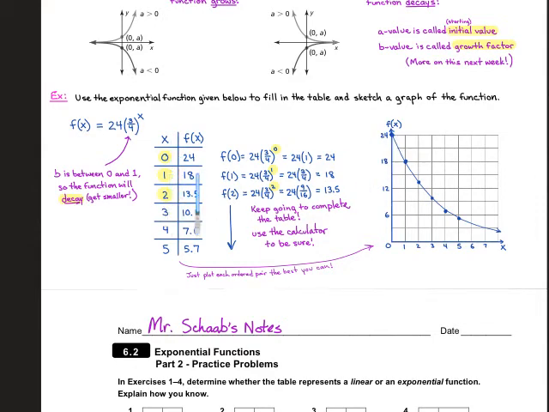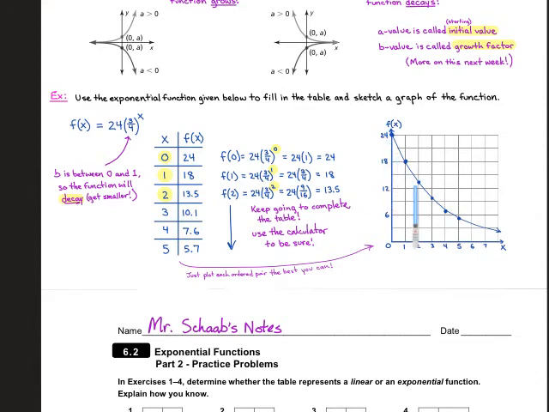When I plot these points where they belong, the point 0, 24 is right here, 1, 18, and then 2 and 13.5, 3 and 10.1. Again, I'm just trying to get it as close as I can. It should form a smooth curve like this if you do it right. Maybe yours won't be perfect, but that's not really what we're looking for. We're just trying to get them in the right area. So here's 4 and 7.6, and then 5 and 5.7 right there.